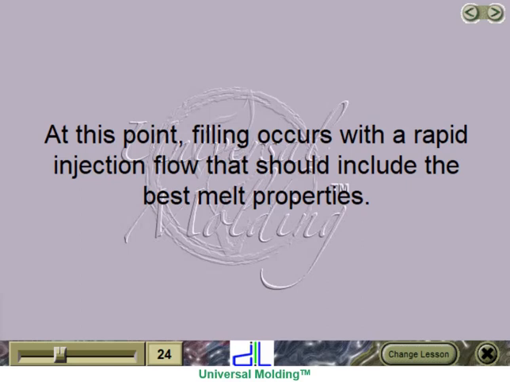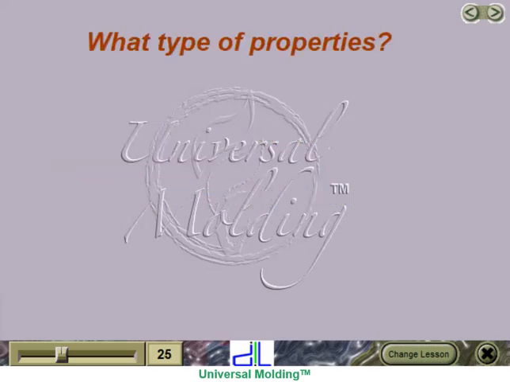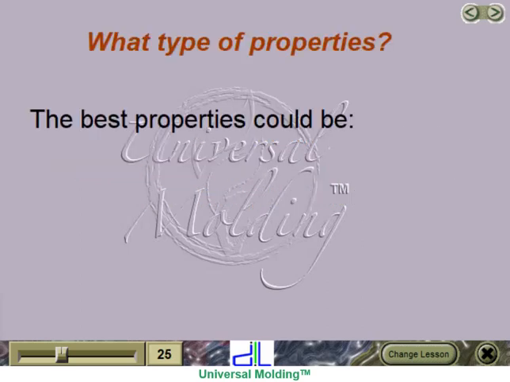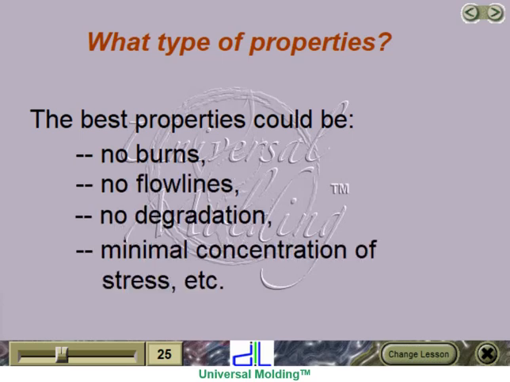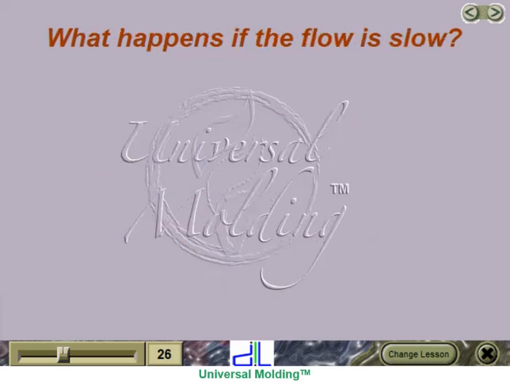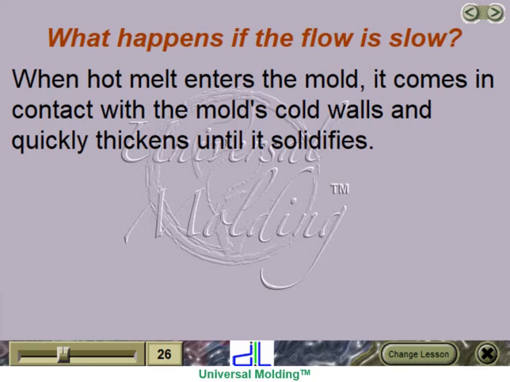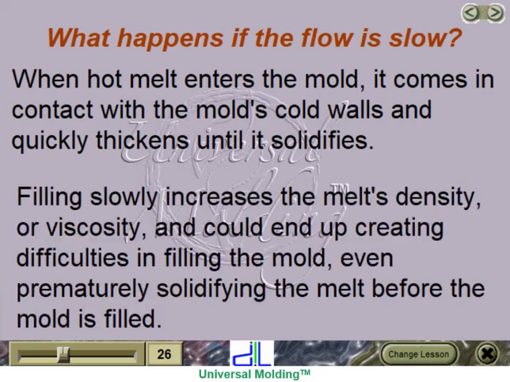At this point, filling occurs with a rapid injection flow that should include the best melt properties. What type of properties? The best properties could be no burns, no flow lines, no degradation, minimal concentration of stress, etc. What happens if the flow is slow? When hot melt enters the mold, it comes in contact with the mold's cold walls and quickly thickens until it solidifies. Filling slowly increases the melt's density, or viscosity, and could end up creating difficulties in filling the mold, even prematurely solidifying the melt before the mold is filled.